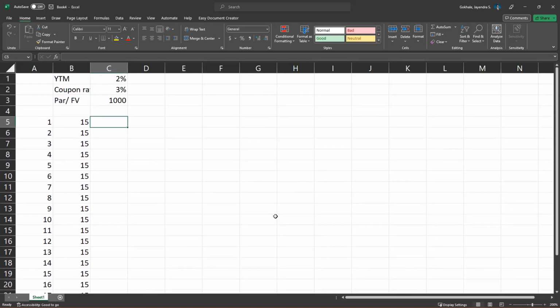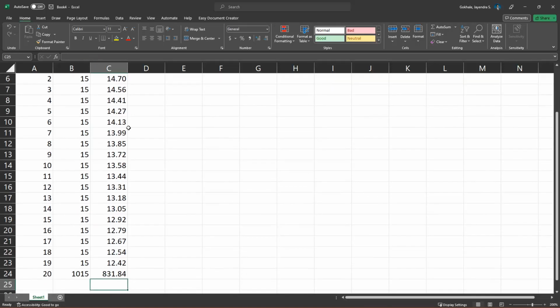So how do we find out the present value? To do that, equals this divided by parenthesis 1 plus $C$1 divided by 2, close parenthesis, to the power of the number of periods. Shift Control 1, black cross, double click. The formula percolates, and then just add these up. The sum of all of these is the present value or the price of the bond.